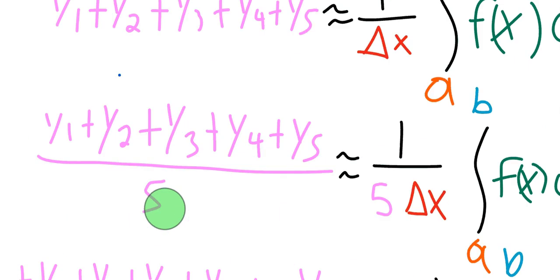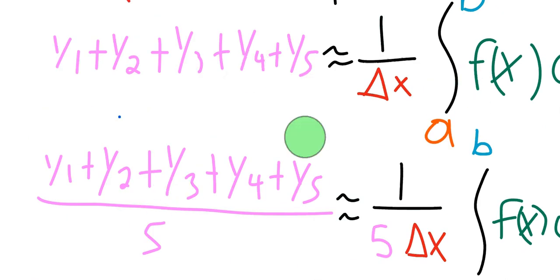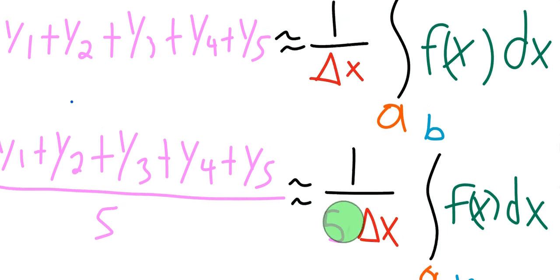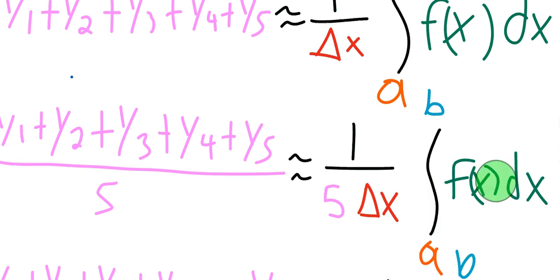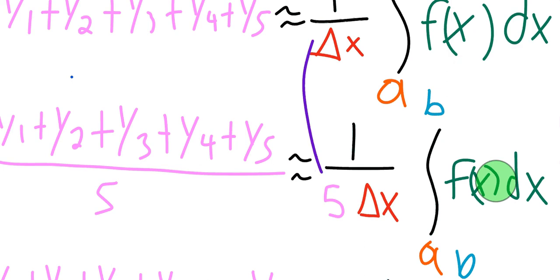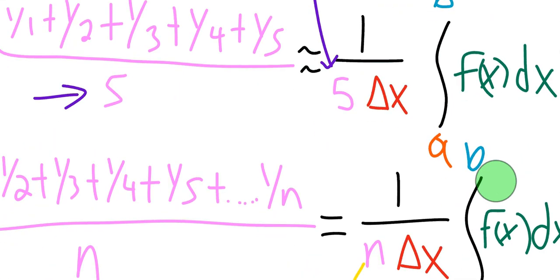But if I do it to the left, I have to do it to the right. So I'm going to divide the right by 5. So now I have 1 over 5 times the change of x times the integral from a to b of f of x dx. So basically what I did is I just tucked that 5 in over there, since I divided the right by 5. Okay, now we're one step closer to our little proof here.